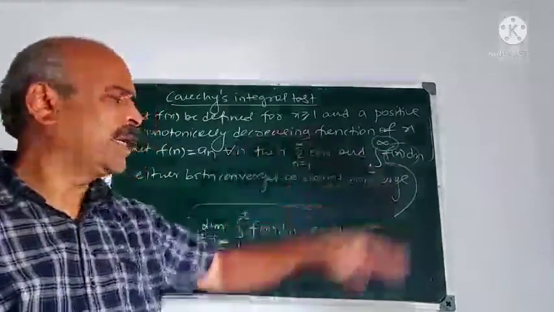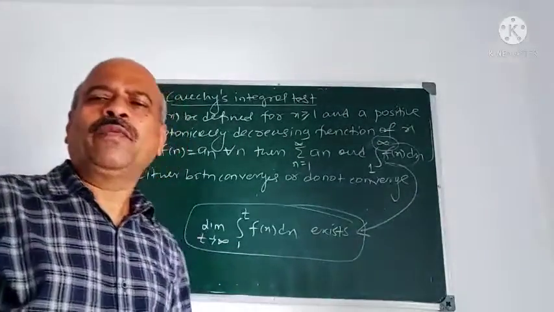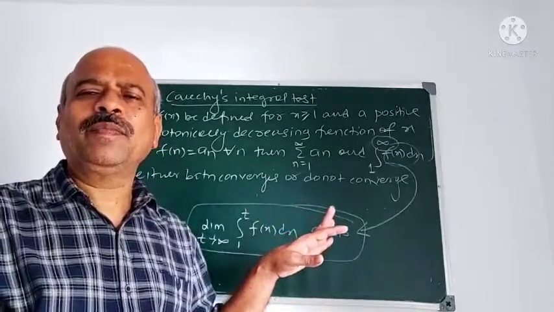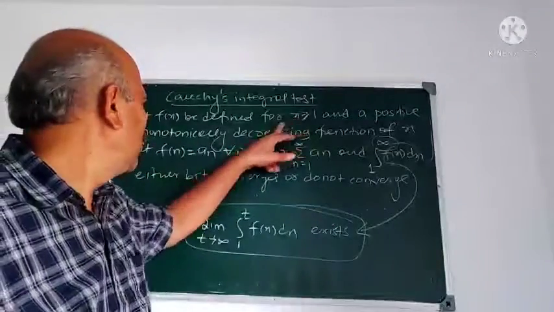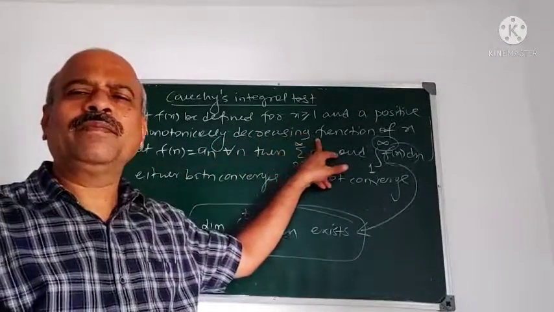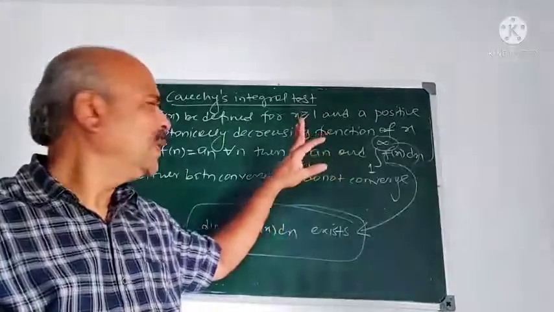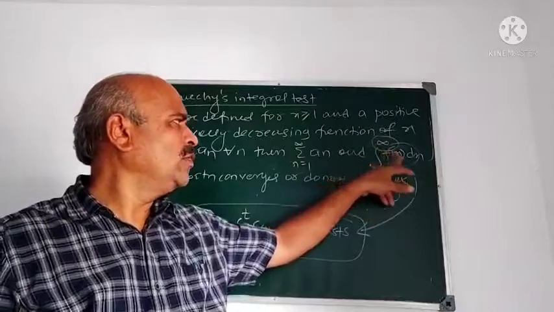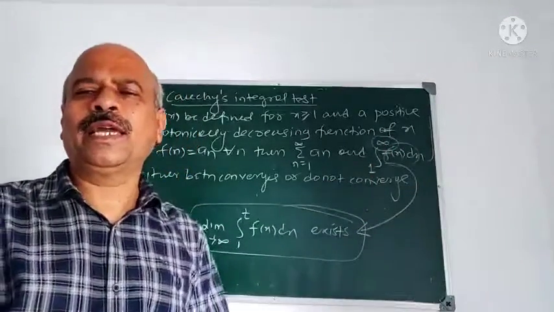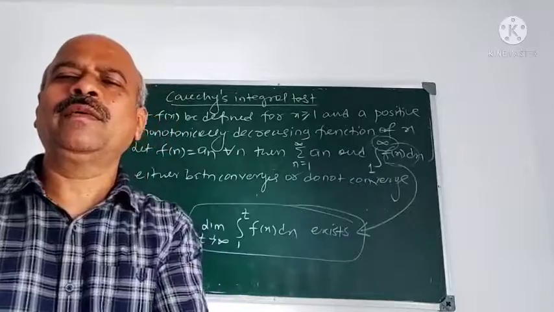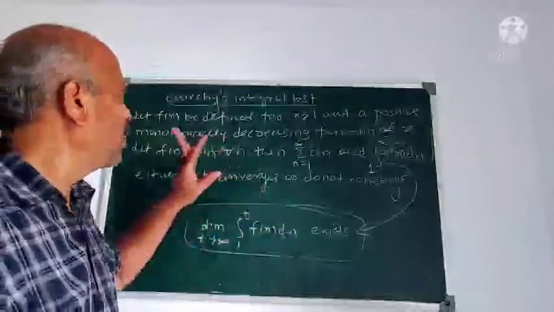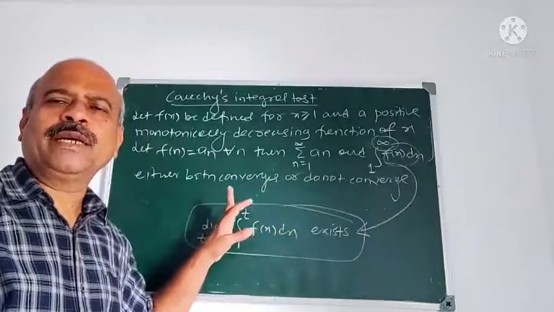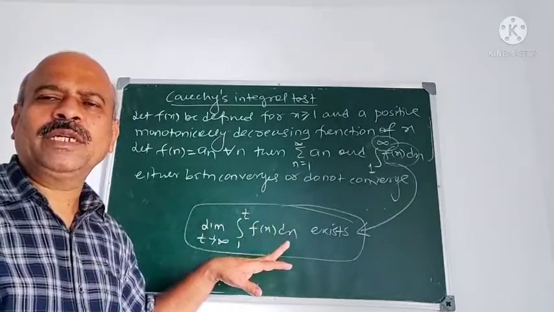Condition important here. What is the condition? f(x) is positive and strictly monotonically decreasing, for all x greater than or equal to n, and then sigma a_n and the integral 1 to infinity f(x) dx behave alike. What is a_n? f of n, and this is called Cauchy's integral test. I prove this test and solve some examples in the next period.